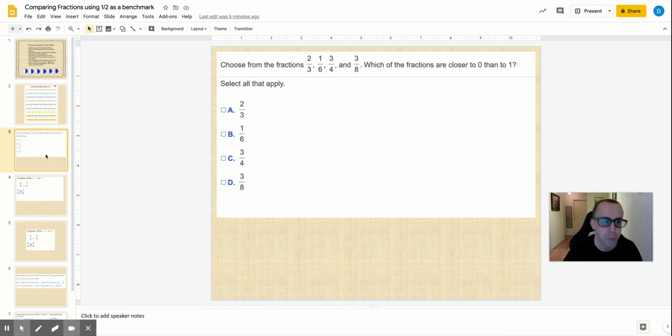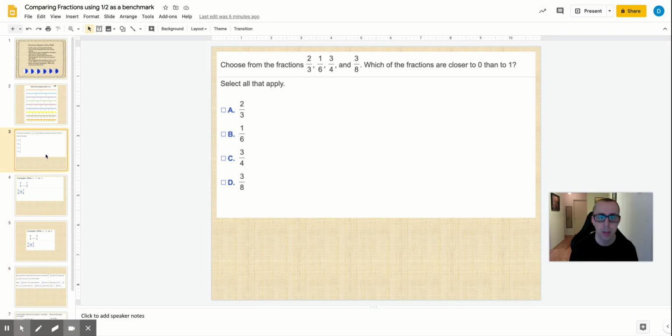If you look here, this will be one of your types of questions. It says choose from the fractions 2/3, 1/6, 3/4, and 3/8. Which of these fractions are closer to 0 than to 1? 2/3 is tough because 3 is an odd number. So we'll go back to that one.